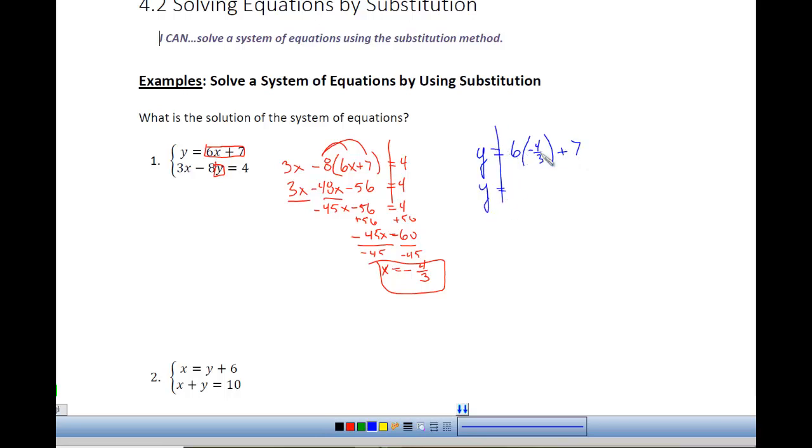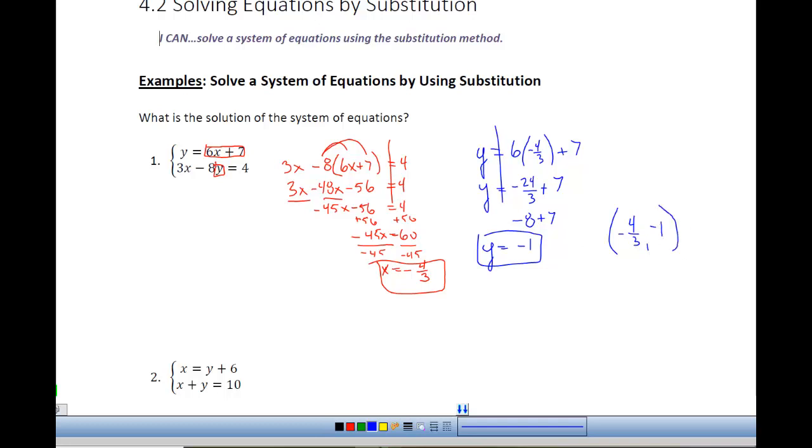So 6 times negative 4 is negative 24, and those are over 3, or thirds. And negative 24 divided by 3, that's going to be negative 8. And negative 8 plus 7 is negative 1. So y equals negative 1. So then the solution to this system is an x value of negative 4/3 and the y output value of negative 1.